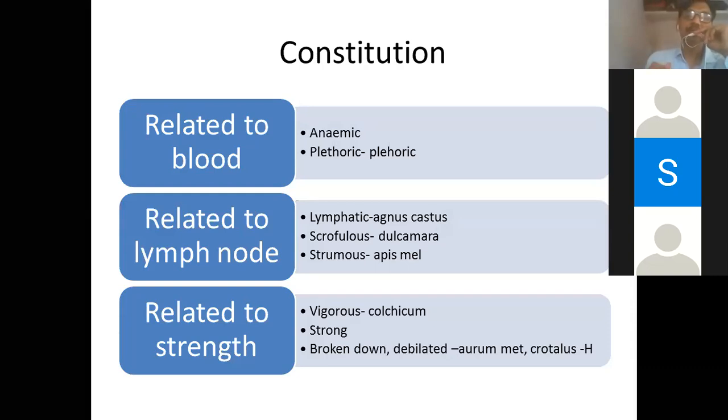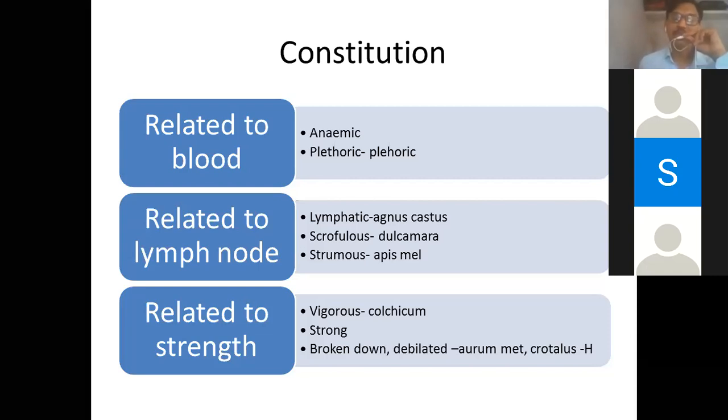But in the initial slide, we have seen that this term constitution is not only related with disease makeup. There are a few more aspects in which Dr. Constantine Hering uses this type of constitution, in contexts related to the blood. If there is an excess of blood, it is called plethoric constitution. If the blood is less in that constitution, it is named anemic constitution.